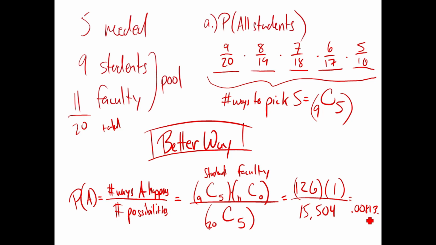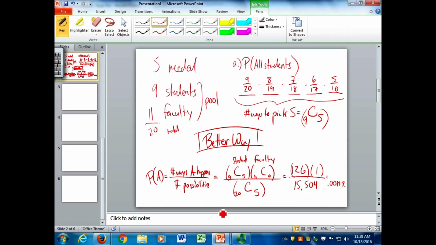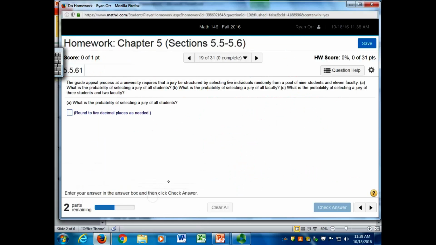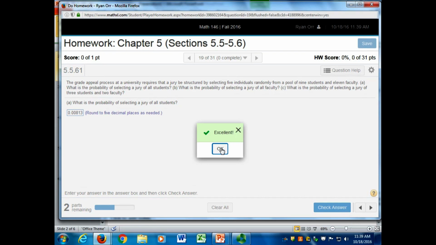I don't know what it wants it rounded to. It's probably going to want to round it to 4 decimal places. Oh no, it wants it to 5. So 0.0081, it would round to 2, 3, 3. Yeah, let's check that. Yeah, okay.